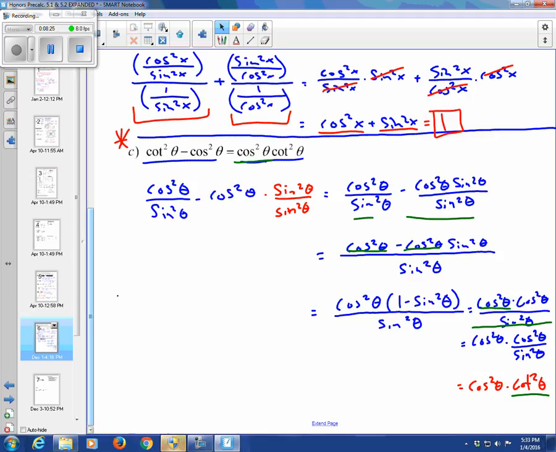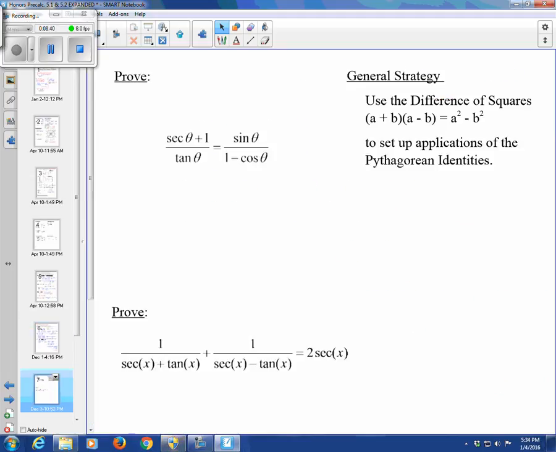You just want to make sure that you're following the rules of algebra that you know from simplifying expressions with variables. Okay, so we're going to talk about one other strategy that we're going to use for proving equivalent statements with trig expressions. And that strategy is basically going to be using the difference of squares. Now, when we have something like a plus b, we know we can get difference of squares if we multiply by a minus b. And that's a subtraction of two squares. Since all of our Pythagorean identities involve squares, that can be pretty handy for us.